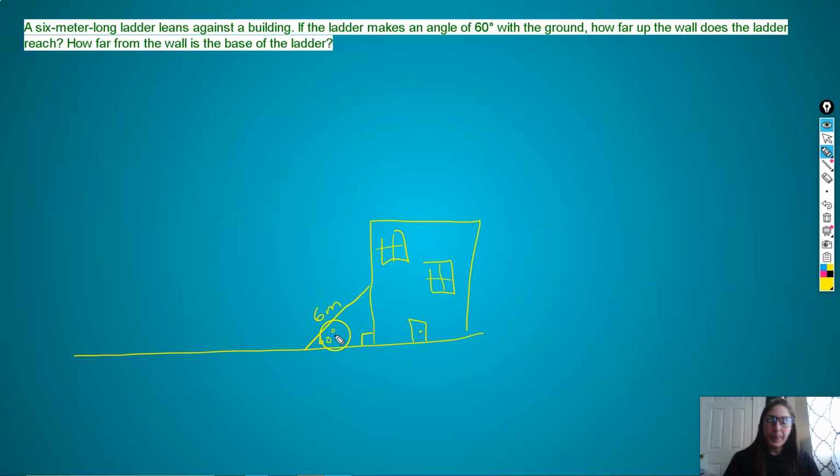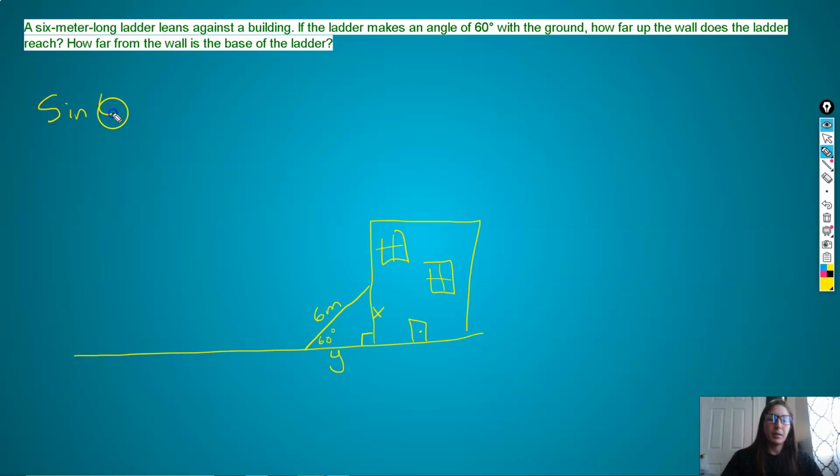Okay. How far up the wall does the ladder reach? So that's asking for this side here. And how far from the wall is the base of the ladder? So how far is the wall from the base of the ladder? So that's one distance, that's one distance. In this particular case, we're going to solve for all of this. So what should I set up? Well, I have an angle, right? And I have a hypotenuse. So I have an angle and I have its hypotenuse. For x, x is going to be the opposite side. So I have an opposite and a hypotenuse.